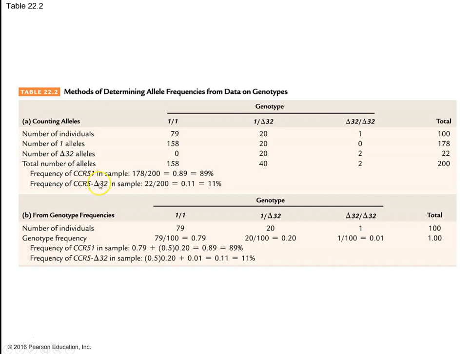And then this is showing the frequency of this delta 32. Remember, that's your mutant allele. So given what they have here, the frequency of the normal is 178 out of 200, or 0.89, because it's showing you the number of CCR5-1 alleles, which is 178 in total. The total number of alleles is 200, okay? So if you want to know the frequency of the CCR5-1 allele in the sample, it's 178 divided by 200, or 0.89. If we talk about the frequency of that delta 32, the deletion, the mutant allele, you see that there are 22 delta 32 mutant alleles out of the 200 total, okay? So 22 out of 200 is 0.11.